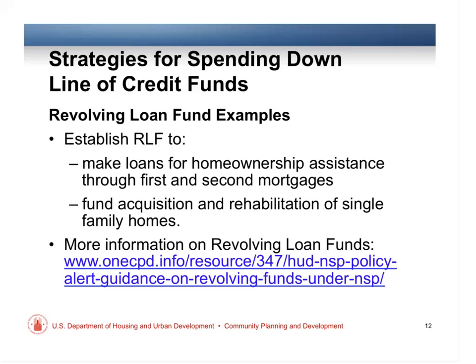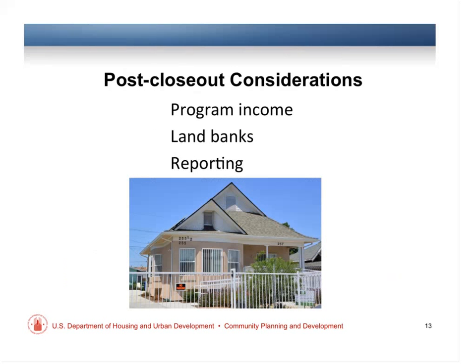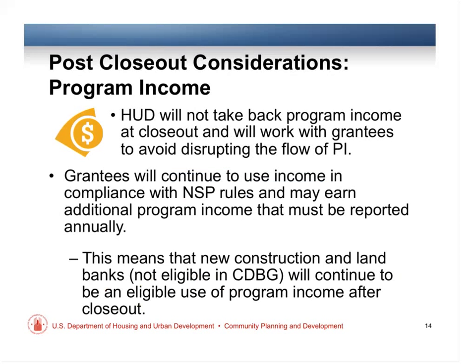Okay, great. Thanks, Mary. We're going to move on and talk about post-closeout considerations, and we've got 3 topics today: program income, land banks, and reporting. We're going to start with program income.